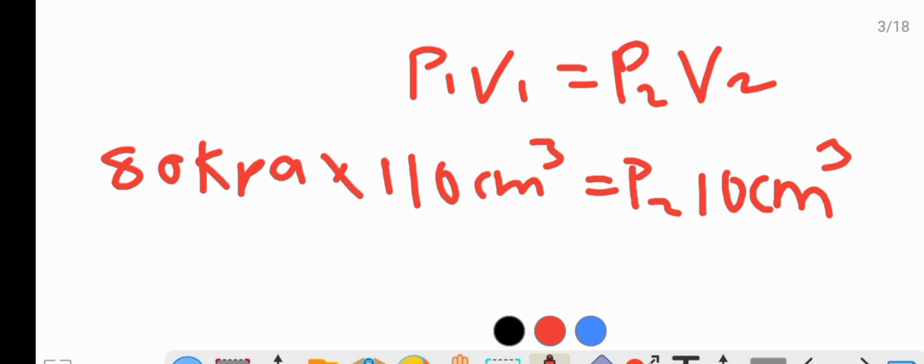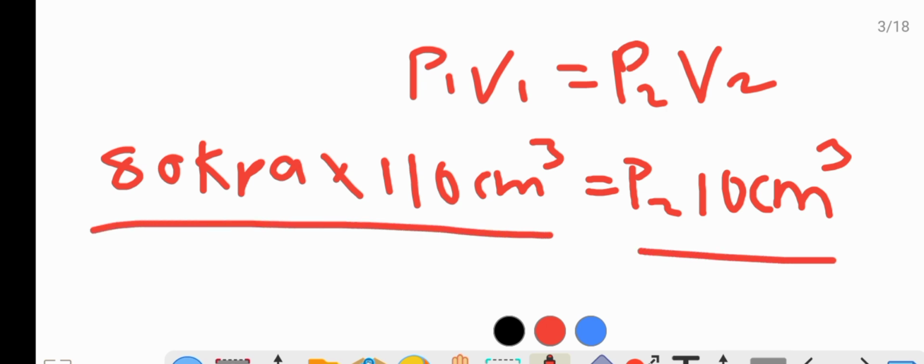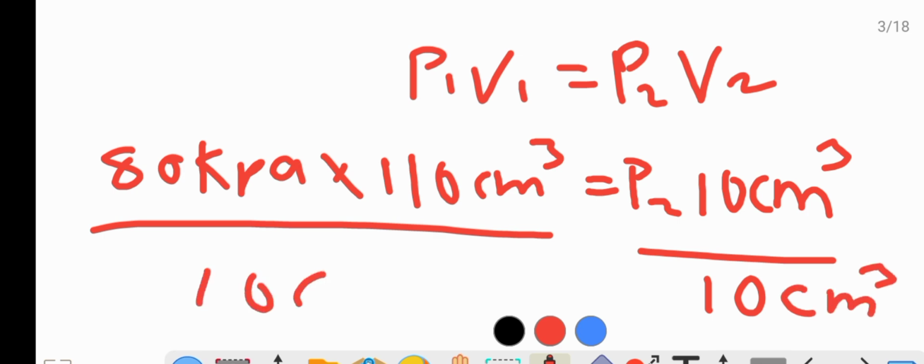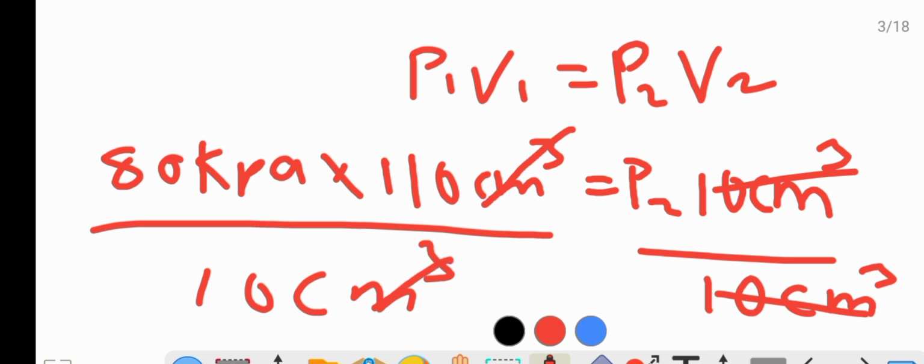All right. So since we have this, what we just have to do is divide both sides by 10 centimeter cubic, and we know that this and this will cancel. We remain with P2. Our P2 is simply going to be 80 kilopascal multiplied by 110 centimeter cubic over 10. And before we go any further, we know that these units are going to cancel each other, and we are going to remain with only kilopascal as the unit pressure is going to carry.